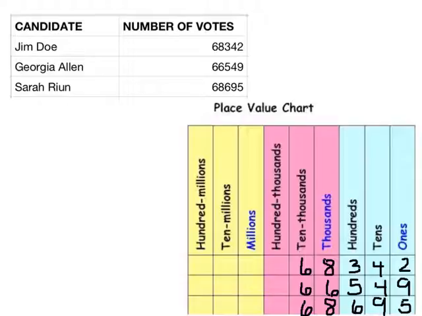So we know that our 6s are the same. We know that our 8s are the same. So now we move on to our hundreds place. In this place value, Jim has a 3 and Sarah has a 6. So we know that a 6 is larger. So we now know that Sarah, having 68,695 votes, is now our winner.